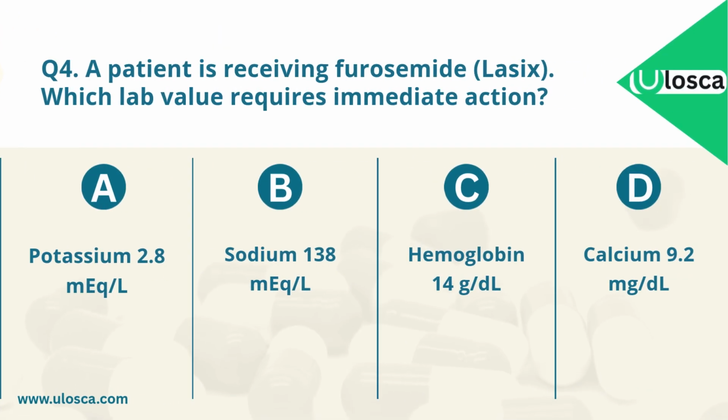Question 4. A patient is receiving furosemide. Which lab value requires immediate action? A. Potassium 2.8 milliequivalents per liter. B. Sodium 138 milliequivalents per liter. C. Hemoglobin 14 g/dL. D. Calcium 9.2 mg/dL. Which one is the correct answer?